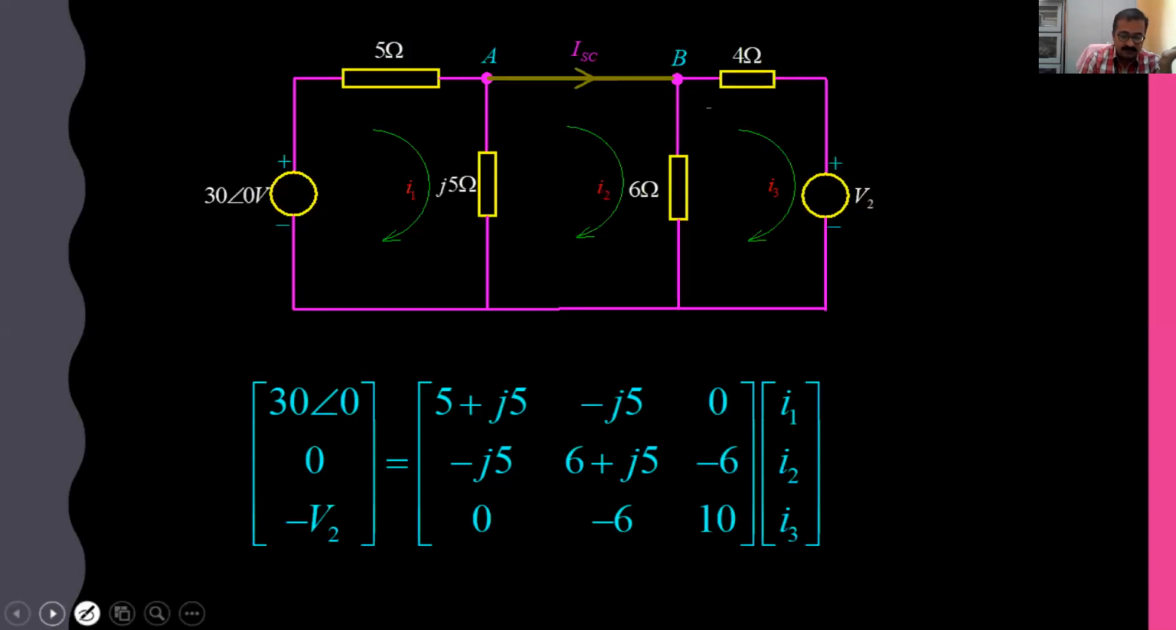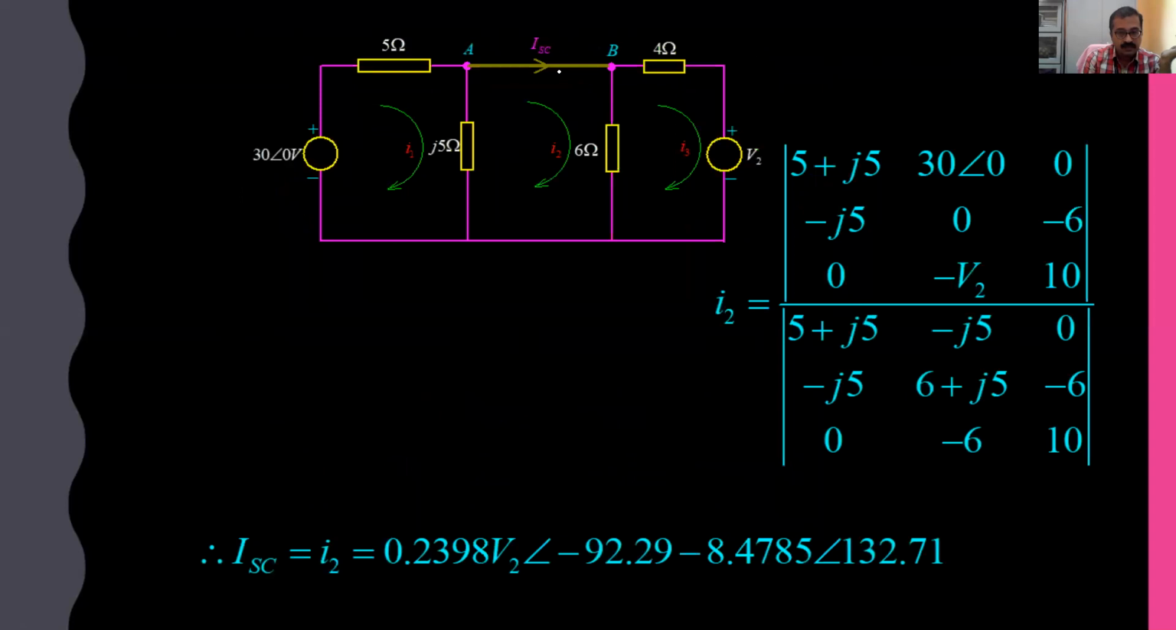Okay, so what next? What's our aim? Our aim is to find the short circuit current. That means we have to find I2. How to find I2? Delta 2 by delta. Second column, what is delta 2? Second column replaced with the voltage vector. Okay, so you will get your Norton current as this, the short circuit current. Keep in mind, V2 is here. It is not a single constant, it is a function of V2.